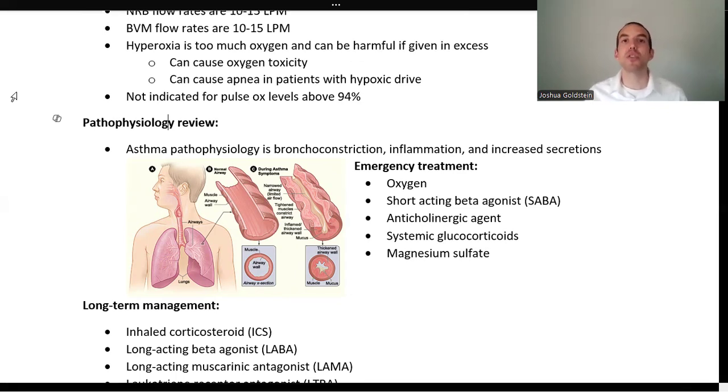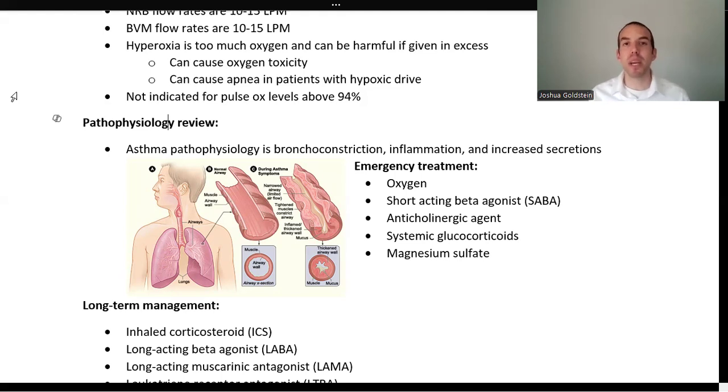Hyperoxia is where a patient gets too much oxygen. Too much oxygen can be harmful. It can cause oxygen toxicity. In a patient that has a hypoxic drive, which we are not going to discuss today, we have a med-surg respiratory video that you can go and learn about that. But for pharmacology purposes, oxygen is always safe, other than the fact that too much of it can cause oxygen toxicity. And if a patient has hypoxic drive, giving them too much oxygen can cause apnea, it can cause them to stop breathing.